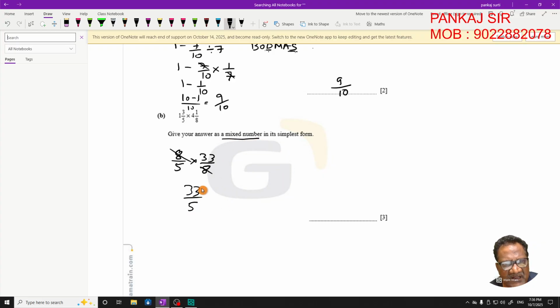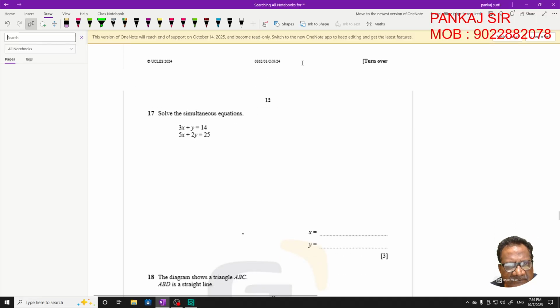So I'll just divide 33 by 5. 5 times 6 is 30, remainder is 3. So my whole number part should be 6. Then I'll take 3 divided by the divisor 5. Now this is my answer, 6 3 by 5, and this is in the simplest form. That was question number 16.